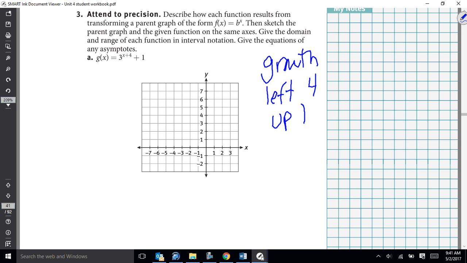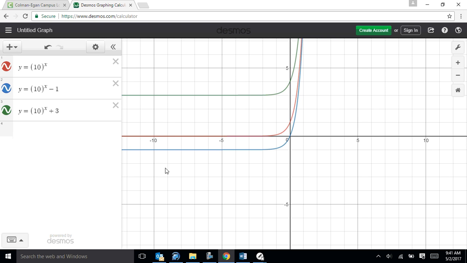So we can do a table of values, or if we look at our parent function, if we had 3 to the x, we're always going to have a y-intercept there, because 3 to the 0 power is always 1, right? Anything to the 0 is 1. So our graph would look like that. From this point, we're moving to the left 4, so 1, 2, 3, 4, and then up 1, so now it's going to be here. It'll be a rough sketch, and then if we look at Desmos, we can get a nice, neat one.